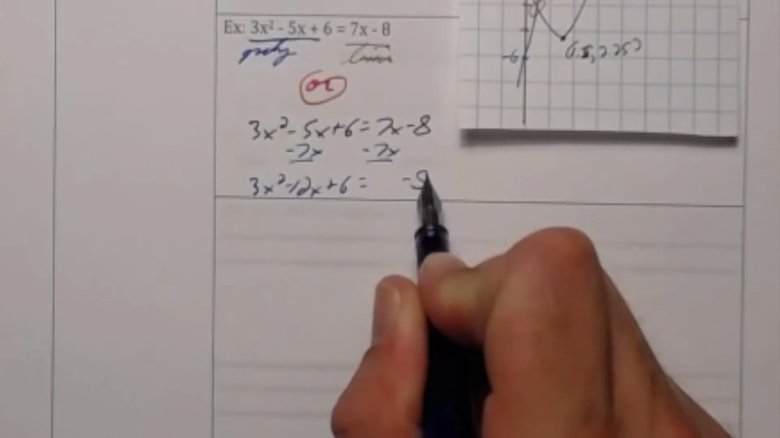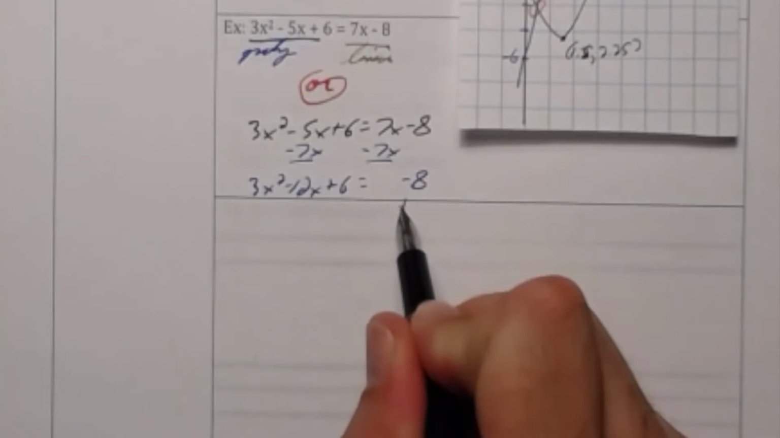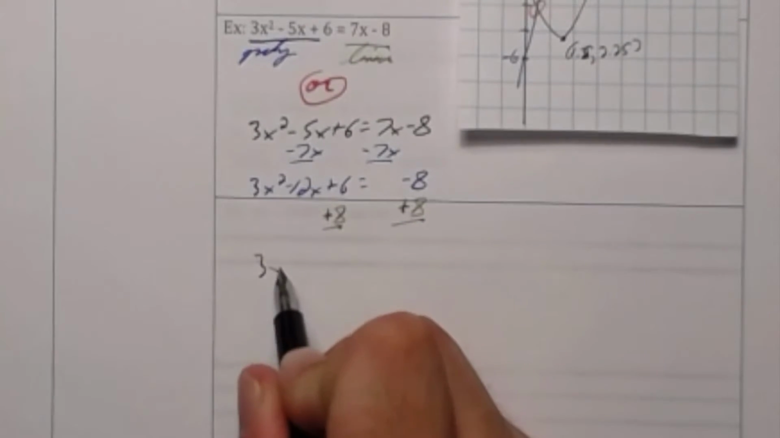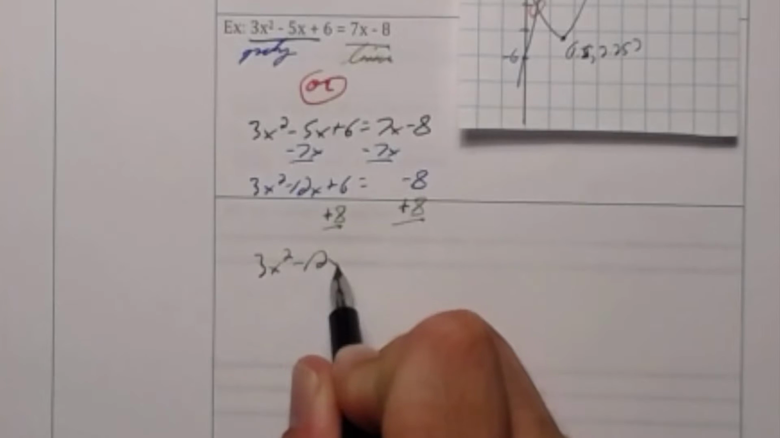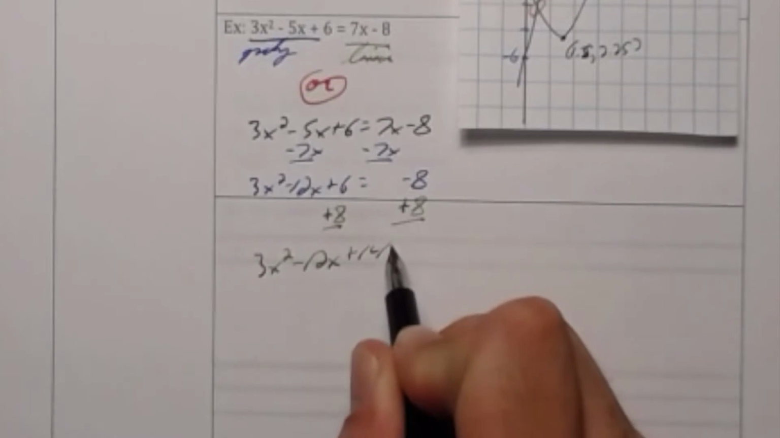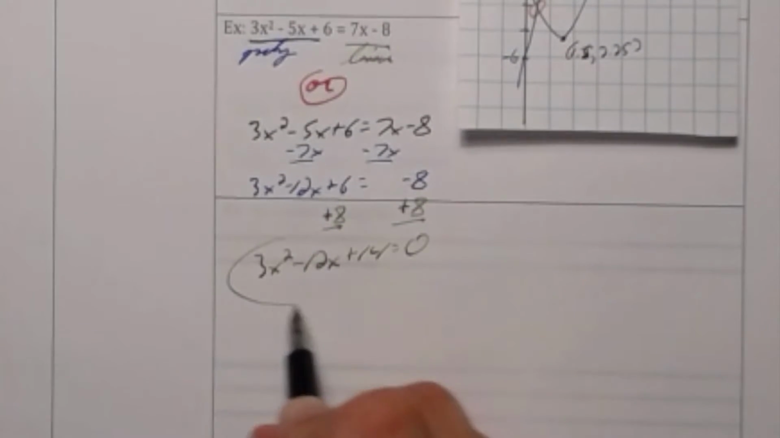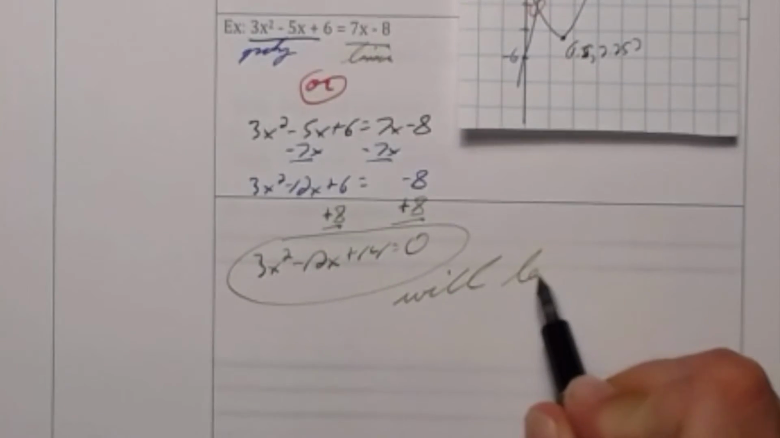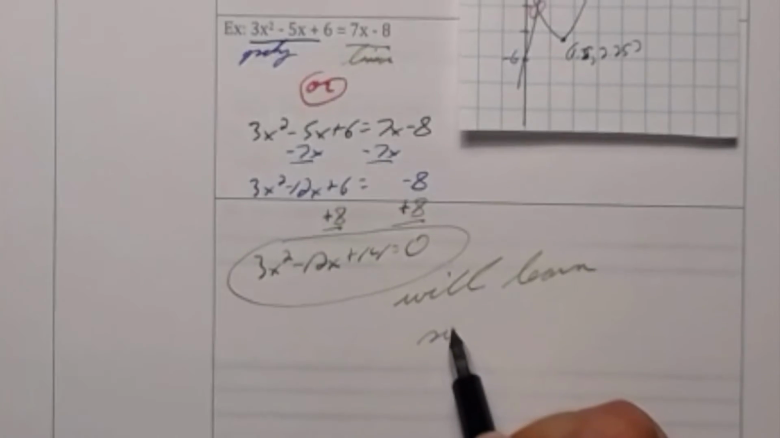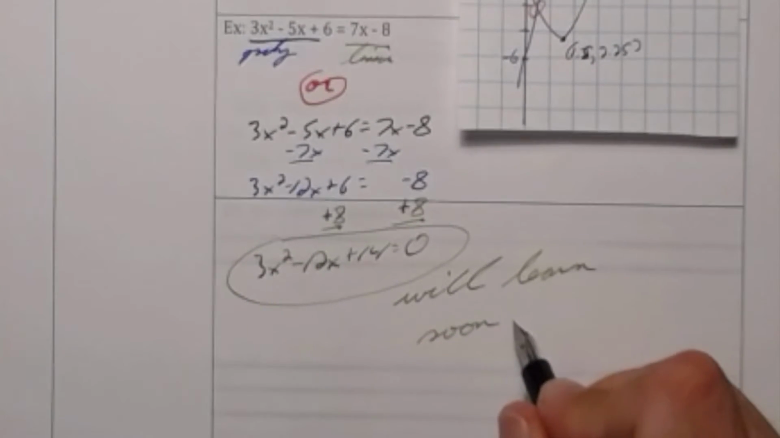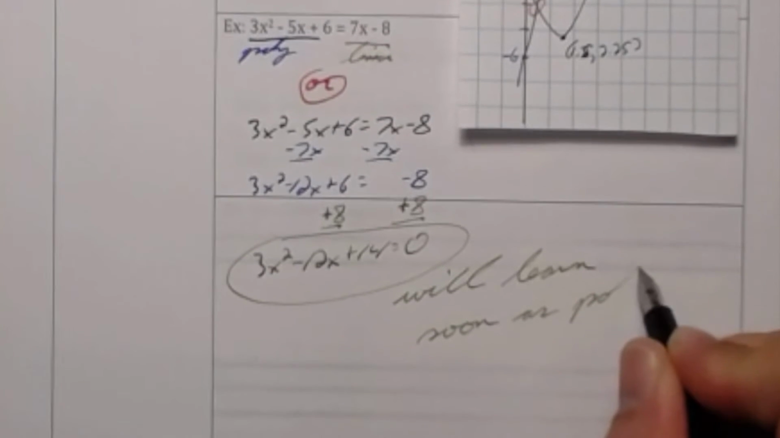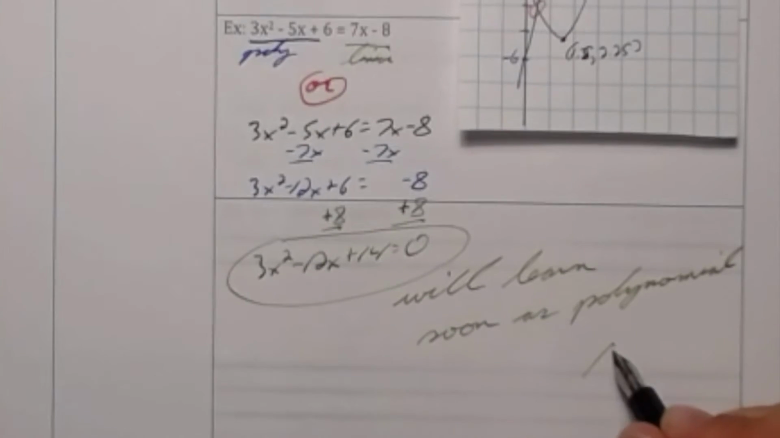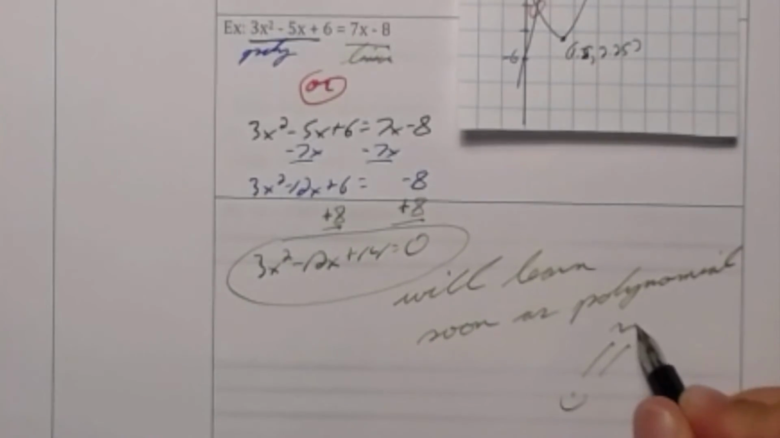I'll subtract 7x from both sides using the subtraction property of equality to get 3x squared minus 12x plus 6 is equal to negative 8. I'll then add 8 to both sides to get 3x squared minus 12x plus 14 is equal to 0. Now, we will learn how to do these problems and solve for x very shortly in polynomials, but right now it's good enough to know that I could graph these two to find where they intersect, and that I will learn how to solve for x to find those exact points.